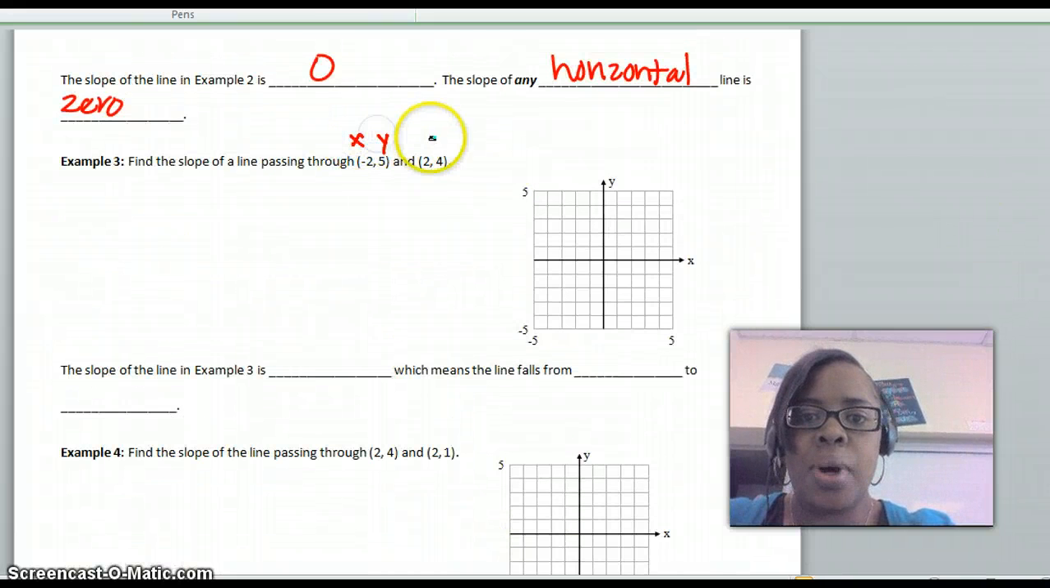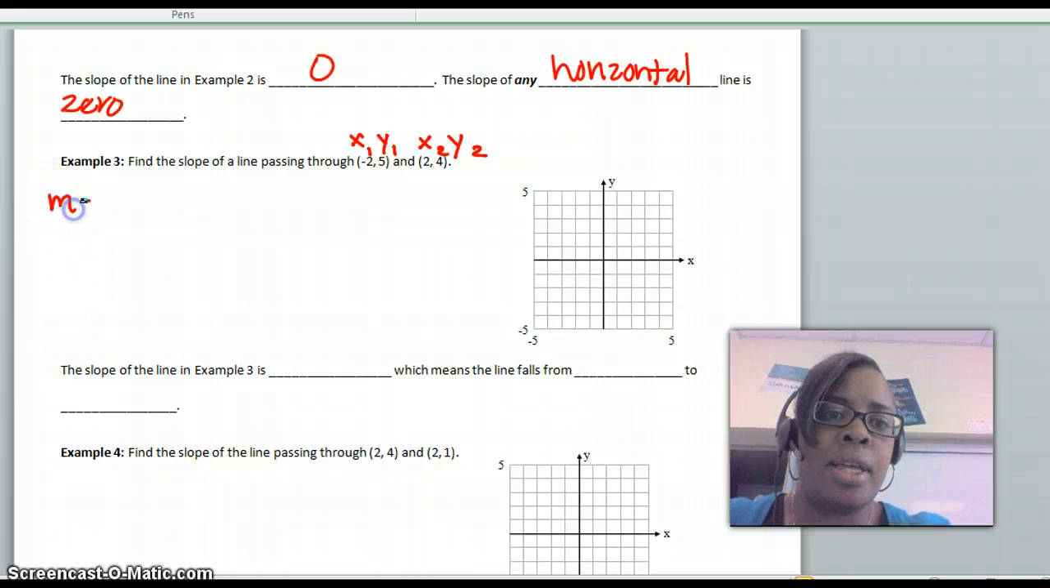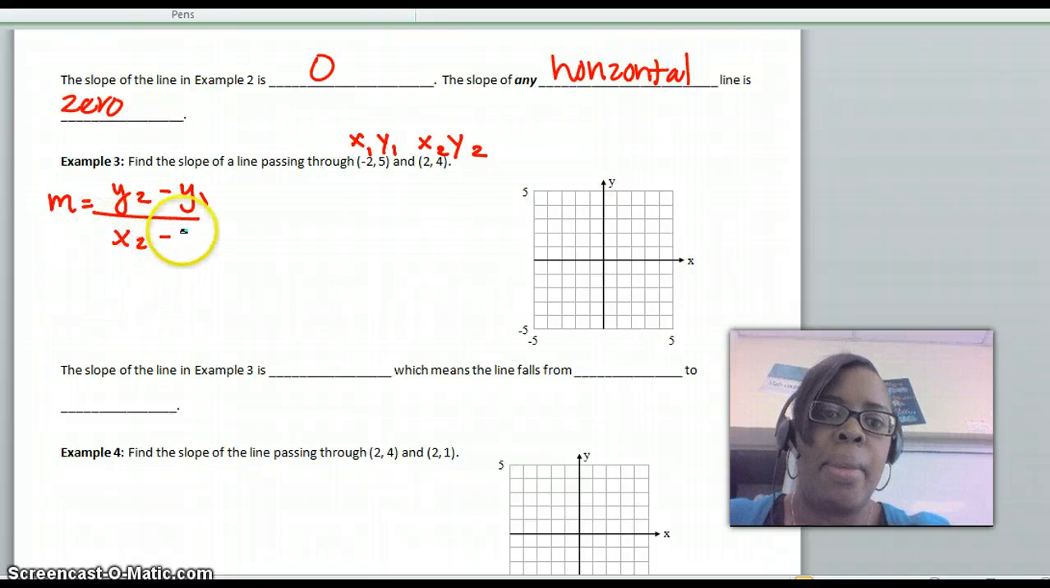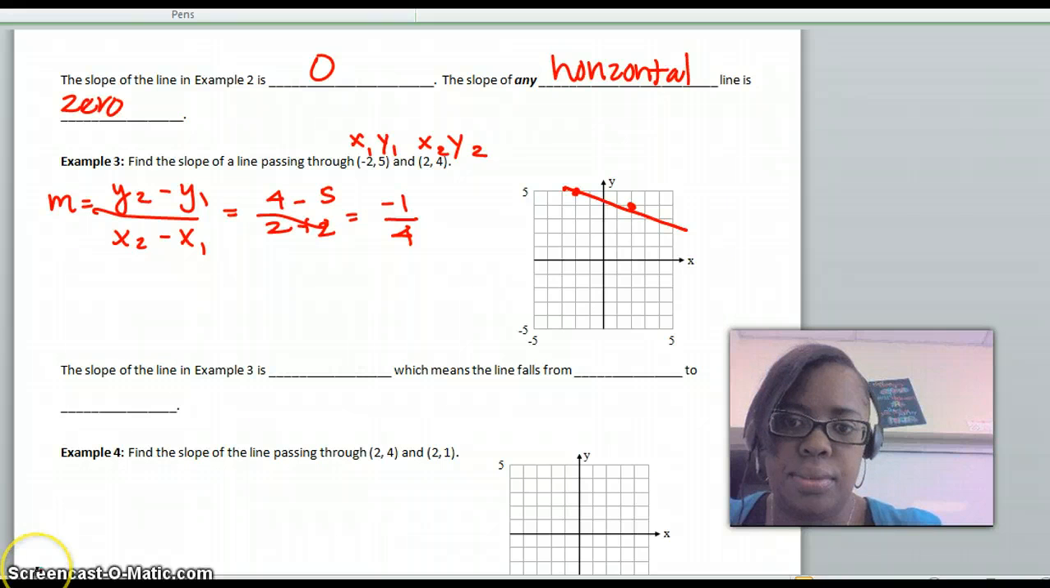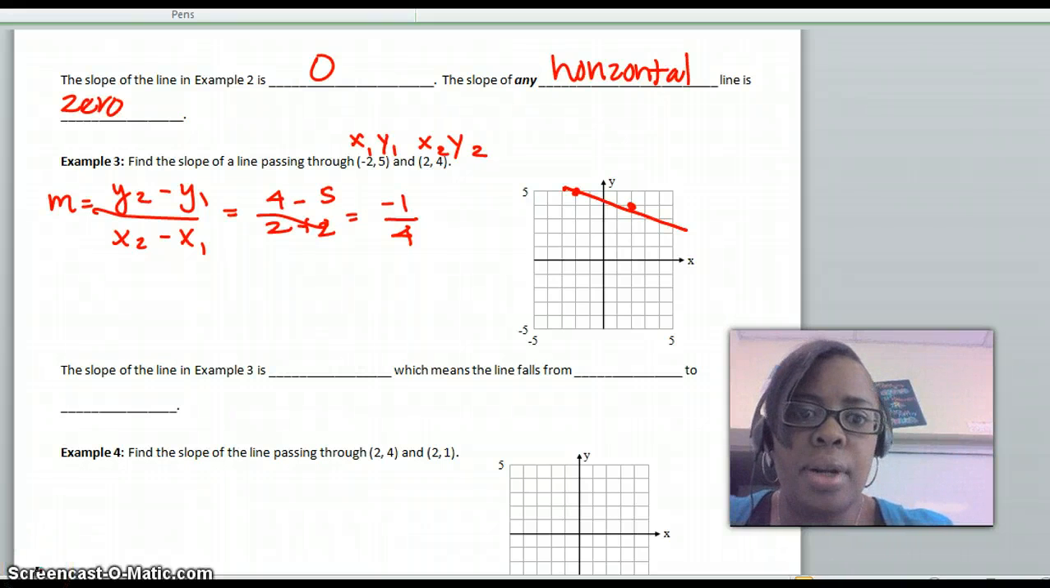Okay, so for the next one, what I would like for you to do is do your labeling x, y, x, y. First pair gets the 1s, second pair gets the 2s, and then plug directly into your slope formula, which is y sub 2 minus y sub 1 over x sub 2 minus x sub 1, meaning subscript 1. Go ahead and press pause if you'd like to, and then I'll show you my work so that you can check yours with mine. So I get negative 1 over 4.